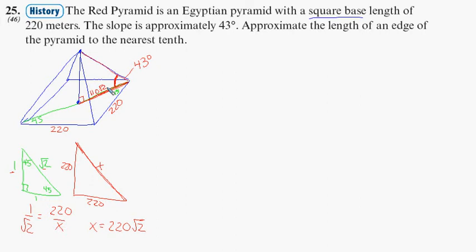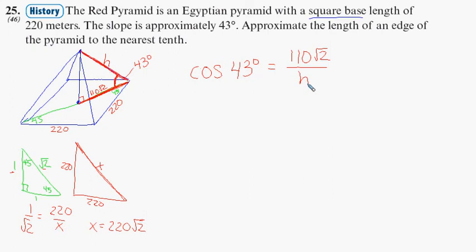Now, we want to know what this length right here is. So we can set up a trig function to figure that out. We know that this is the adjacent side, and this is the hypotenuse. So that means we want to use the cosine function, I believe. So if we say the cosine of 43 degrees is equal to the adjacent, which is 110 times the square root of 2, over this, which is our hypotenuse, okay?